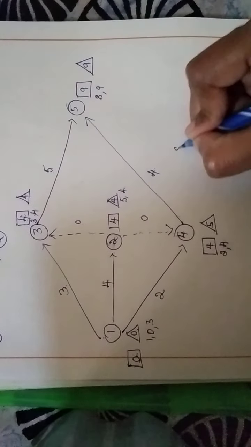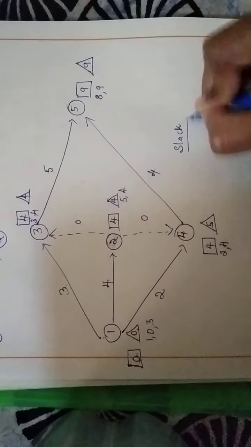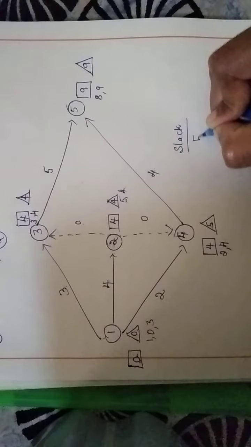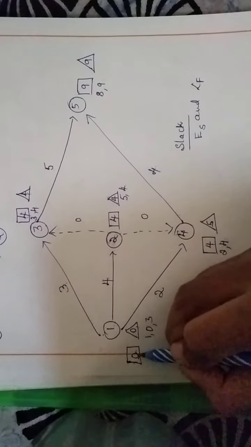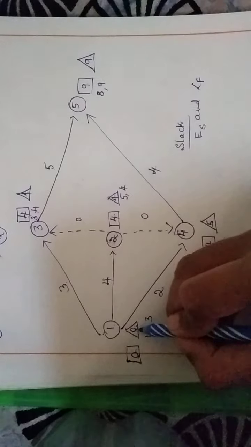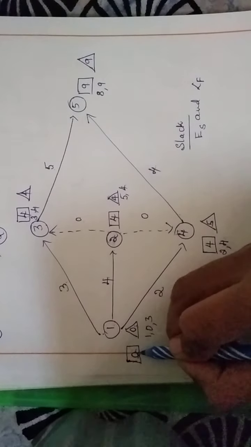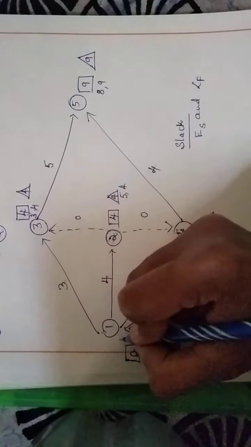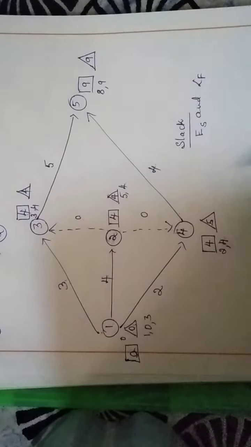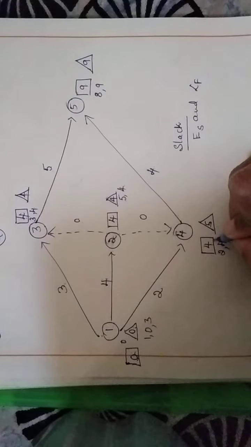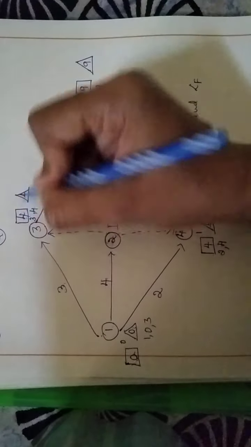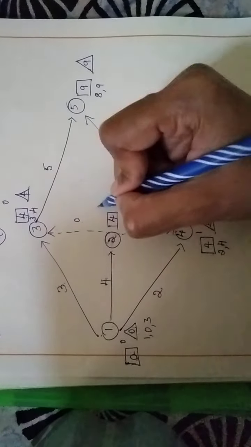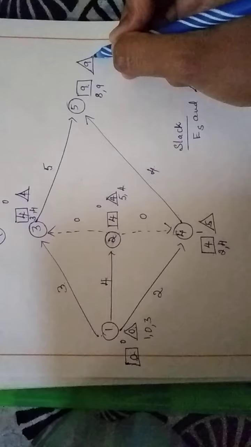Now we have to work out the slack. Slack is the difference between the earliest start and the latest finish. I mean to say here, we have to take the differences between the earliest start time and the latest finish. So 0 minus 0 is 0. I have to write it in between the rectangular box and the triangle. So 5 minus 4 is 1. 4 minus 4 is 0. Again here 4 minus 4 is 0, and 9 minus 9 is 0.